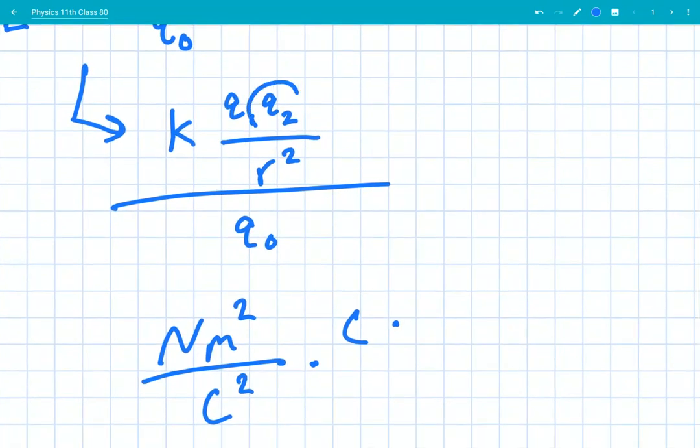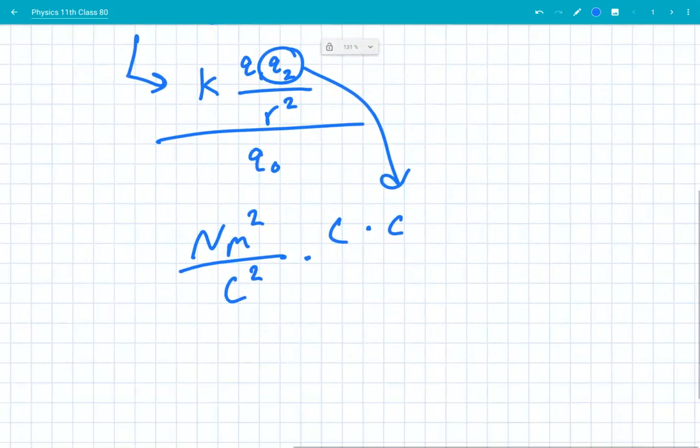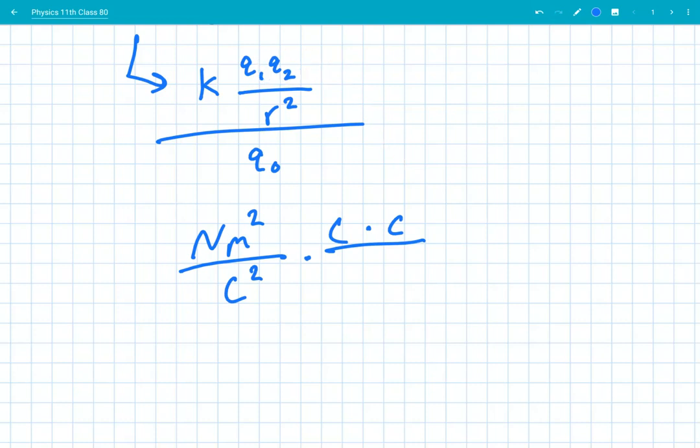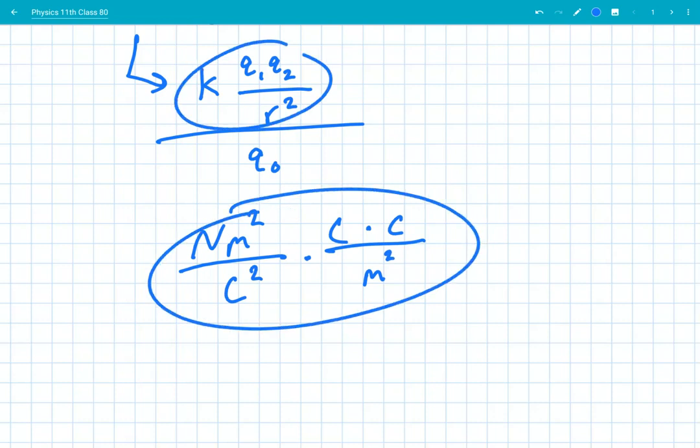Now, this Q2 is again coulomb, so we can write another C right there, all divided by R squared. This is meters times meters, right? So meters times meters is meters squared. It looks kind of messy, but I think that you're following me overall. So now all of this is the units for all of that, right?